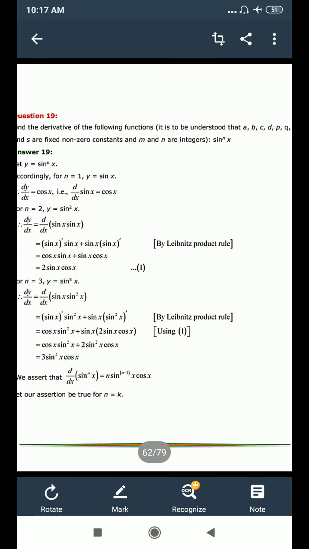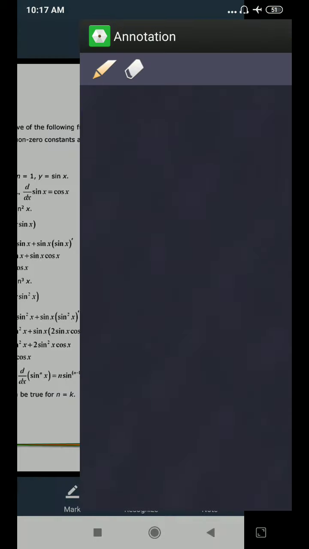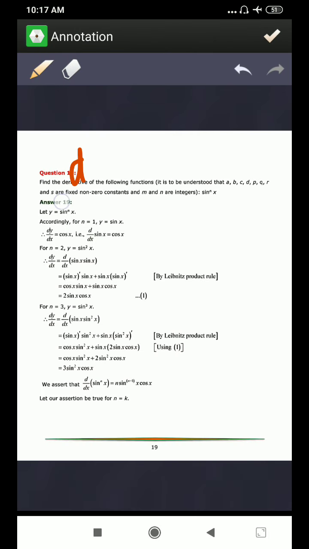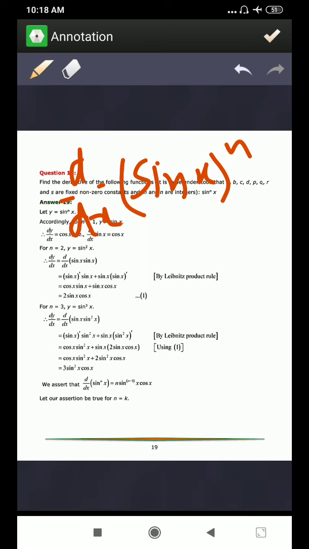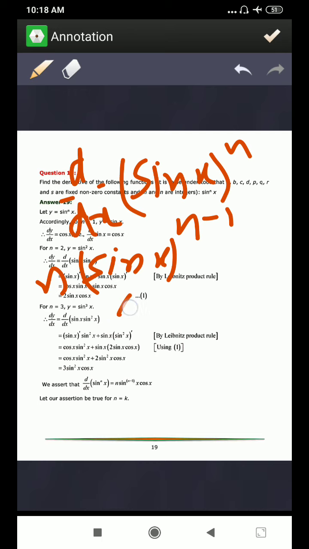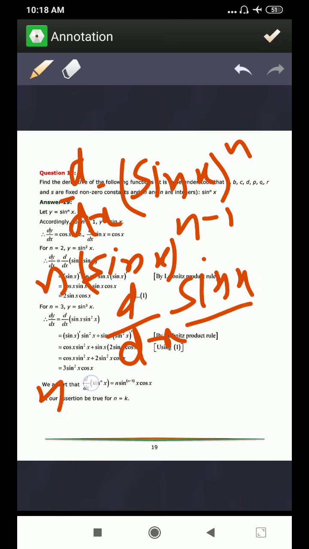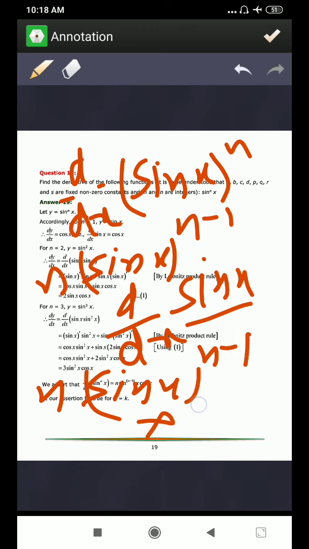Again I am explaining: I will write it as sin x whole raised to power n. First we will differentiate it as something raised to power n, so its derivative will be n into sin x raised to power n minus 1. In place of x, sin x is given, so I also have to differentiate sin x. This is called the chain rule. The differentiation of sin x will be cos x, so its answer will be n into sin x raised to power n minus 1 into cos x. That's all.